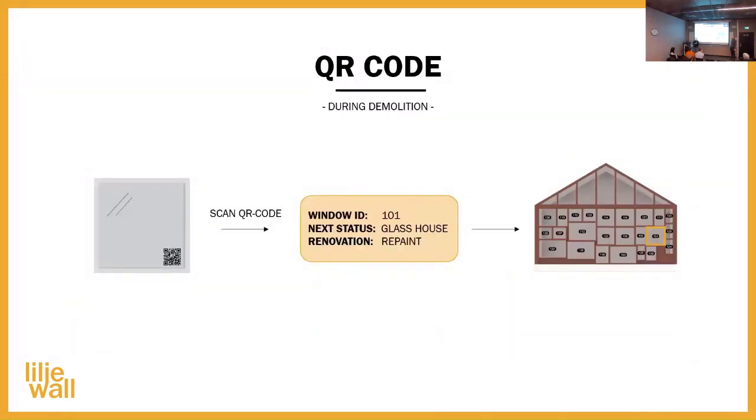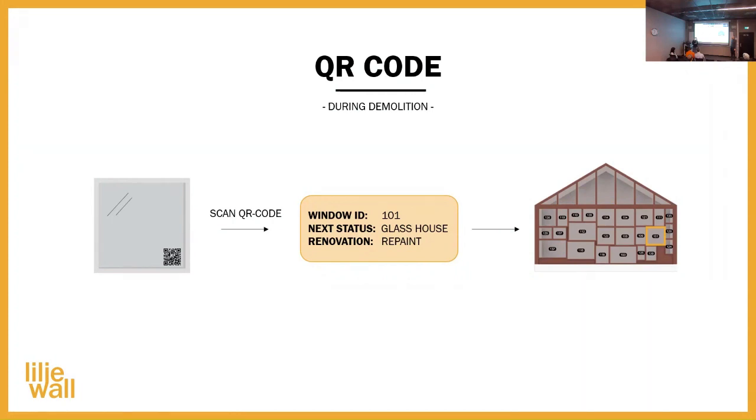This data we exported back to the CC Build app. So when the builders on site could scan this QR code, which we had placed on the windows, they got this new and updated information about this window. Of course, the window ID, but also the next status of the window.